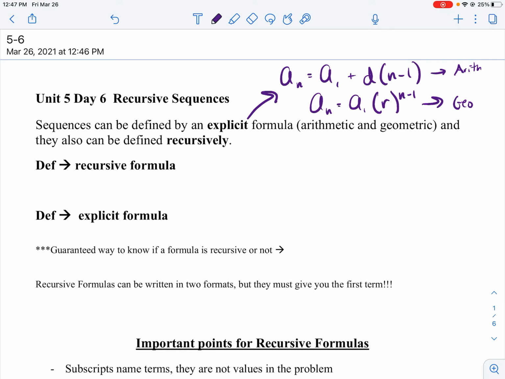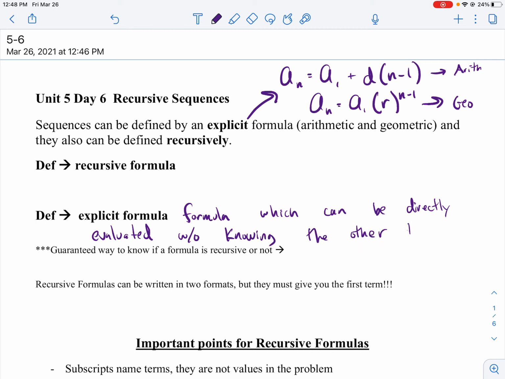Okay? So those are the explicit formulas, and they call them explicit formulas because it is a formula which can be directly evaluated without knowing the other terms. So what that means is, using those two formulas, we can find any term in the sequence without knowing the previous term or the term after. We just have those formulas, and we substitute in for n whatever particular term we're looking for.